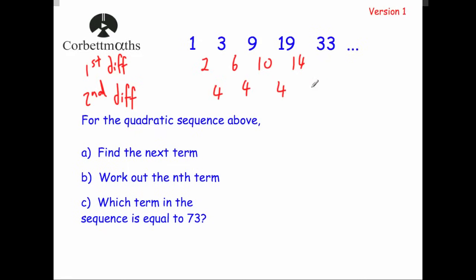So the next second difference will also be 4. So that means that it's going to be going up by 18, and 33 plus 18 will equal 51. So the next term in the sequence is equal to 51.